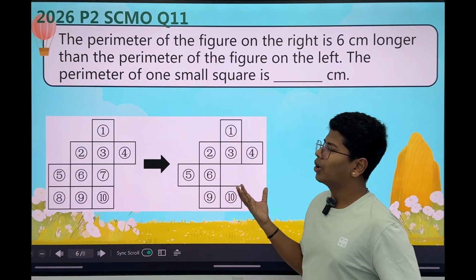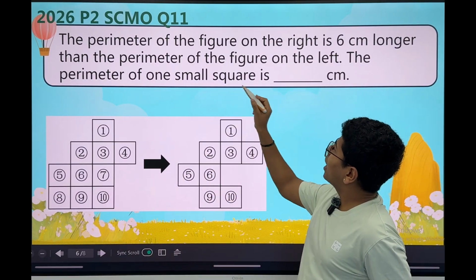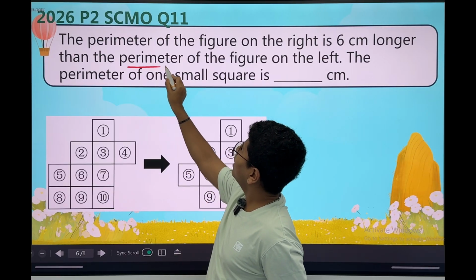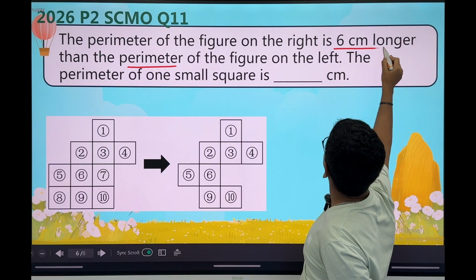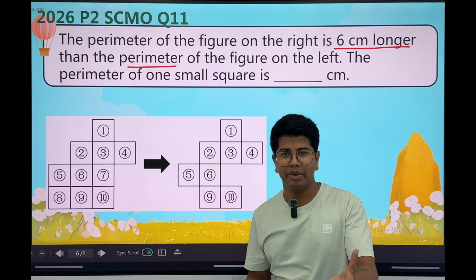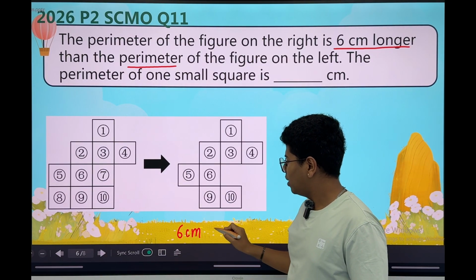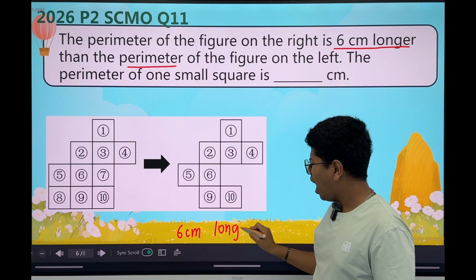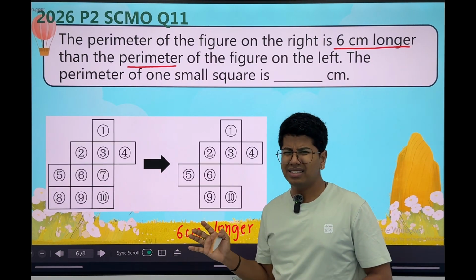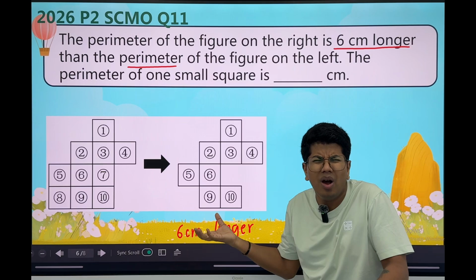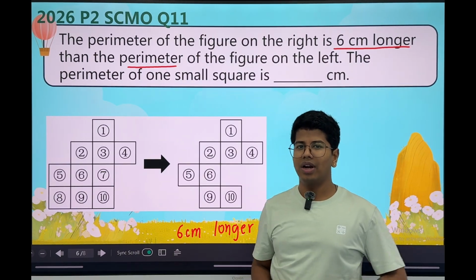Now, in our question, what we have is, the perimeter of the figure on the right, which says it is 6 centimeter longer. What does that mean? Here the figure on the right is 6 centimeter longer. Now, why? Why is this figure 6 centimeter longer? Let us try to understand.